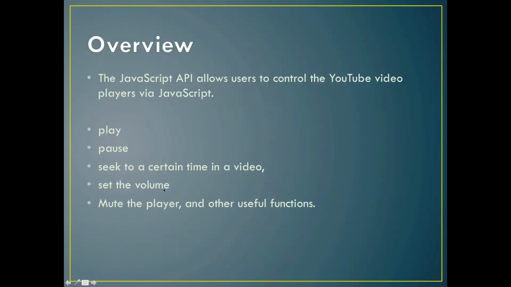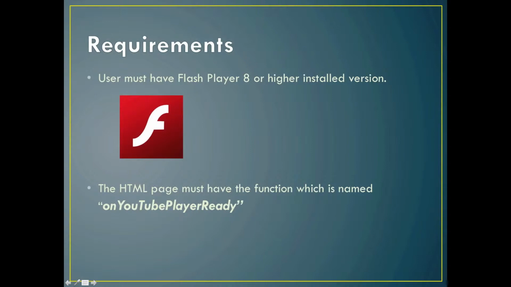Next, the requirements. You must have Flash Player 8 or a higher version installed. We all know the YouTube player is Flash based, so Flash is necessary. Second, the page must have the function named onYouTubePlayerReady. This function is quite important. If you want to load your video in your browser, this function is necessary. If you do not have it, your video will not show on your HTML page. I will introduce this function later.